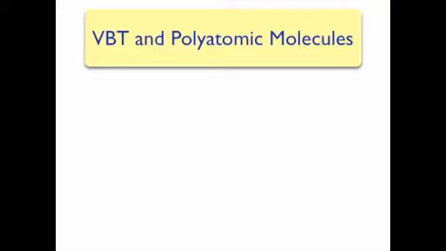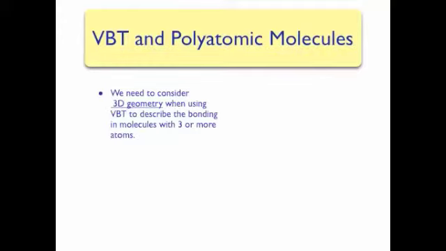However, for polyatomic molecules, we need to consider one additional factor, and that's three-dimensional geometry. When three or more atoms combine to form molecules, molecular geometry is important for energetic reasons. Therefore, our valence bond model needs to consider this when describing the overlap. The three-dimensional geometry of our bonds depends mainly on the orientation of the orbitals when they undergo the overlap.